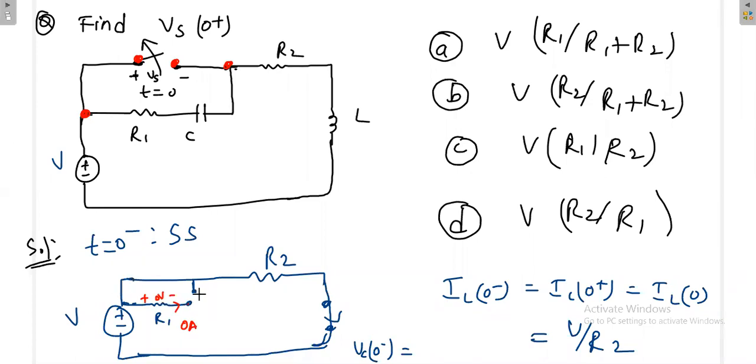You apply KVL in this loop. This is 0 volt. This is like short only. Wire means short, 0 volt. Finally you will get 0 volt only. So the voltage across the capacitor is 0 volt. Okay, the initial voltage is 0 volt because the circuit is in that way.